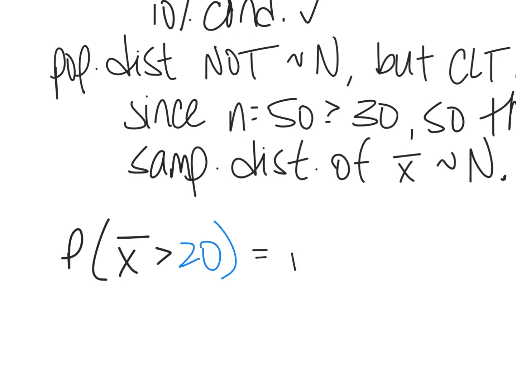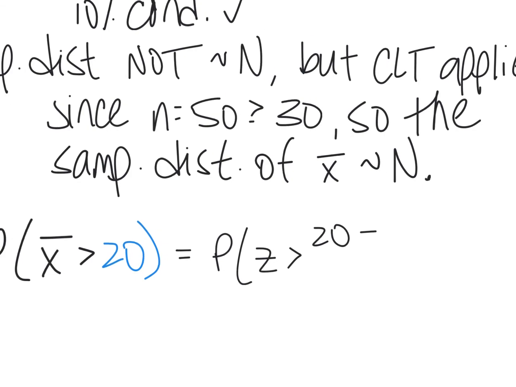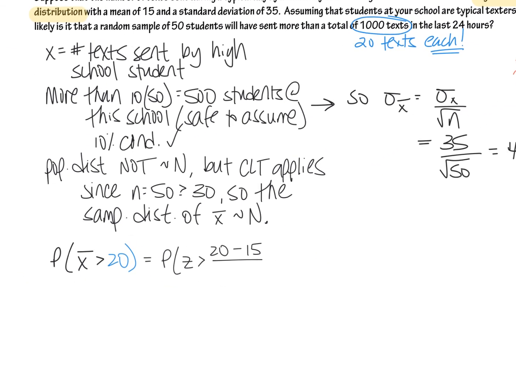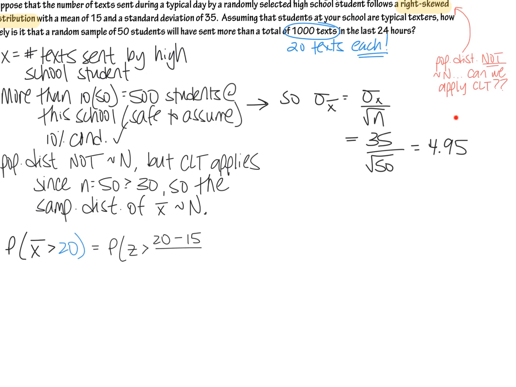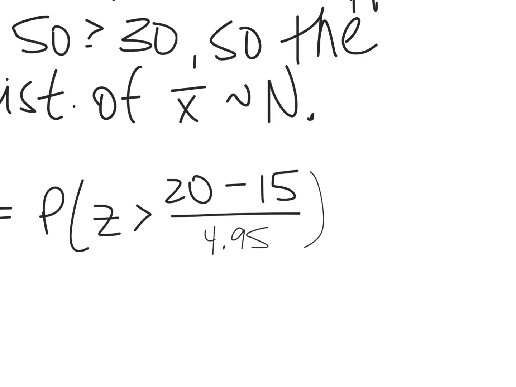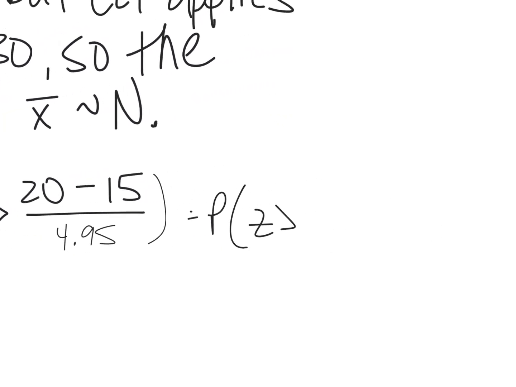And so I'm going to convert that to a z-score. I'm going to take my 20 and subtract the mean, which is 15, and divide by my, don't use the 35. Remember, we're using this 4.95 here. That's the standard deviation for the sampling distribution, so 4.95. That's going to give us a probability that z is greater than, what's the z-score here, 1.01. And that gives us a probability of 0.1562.